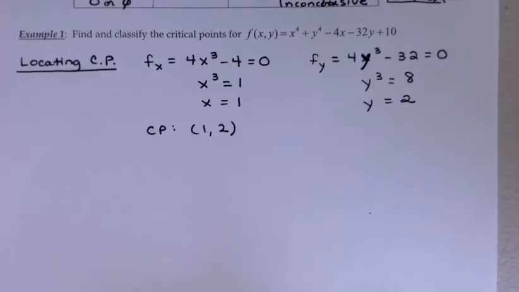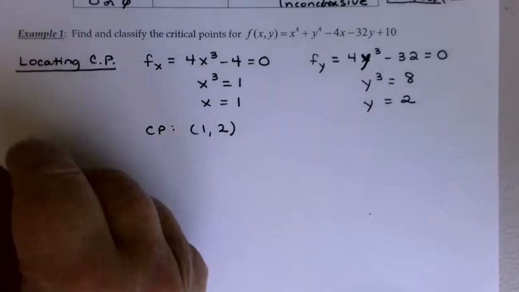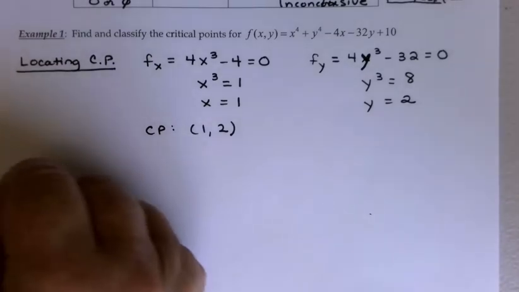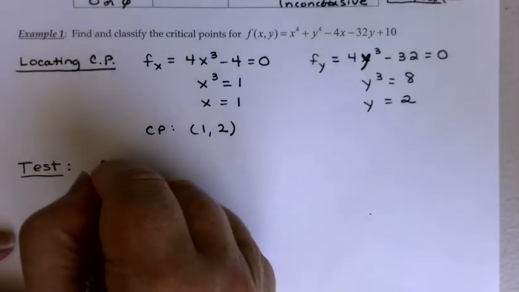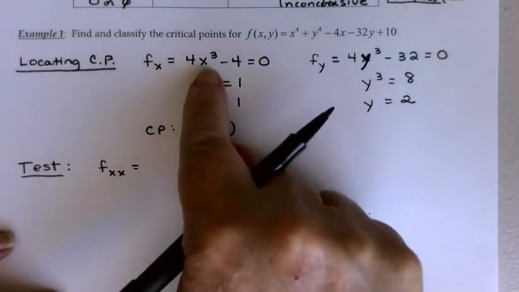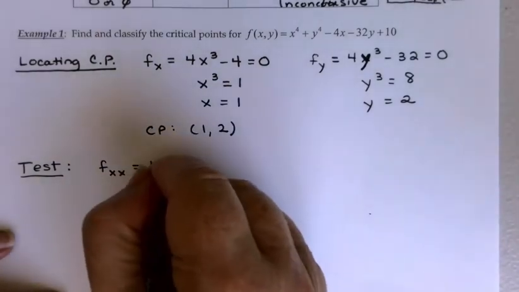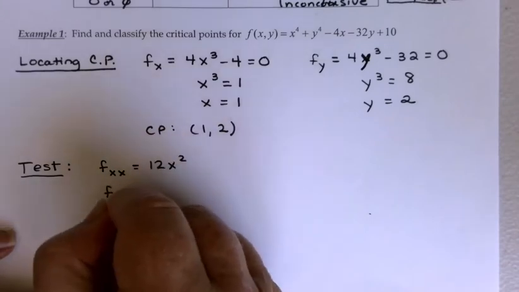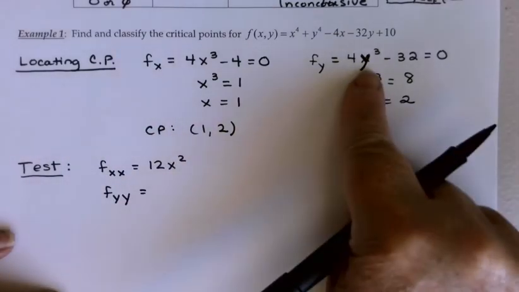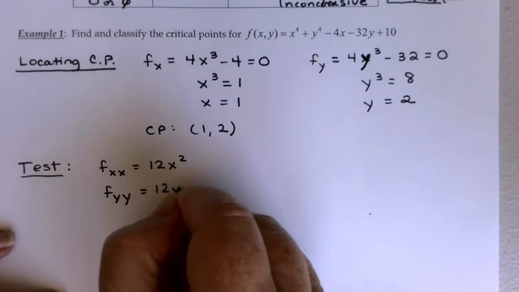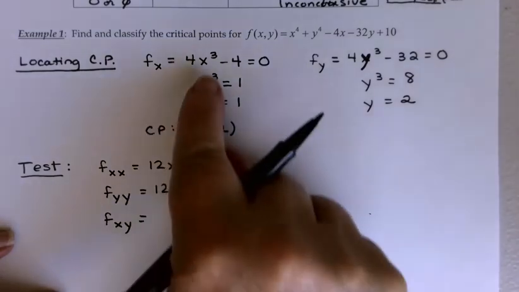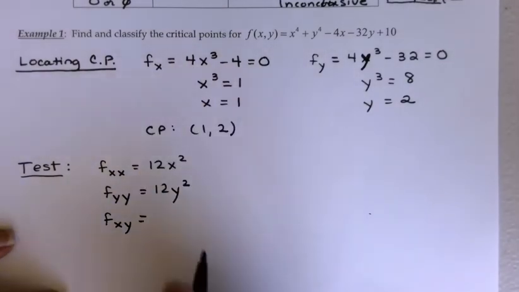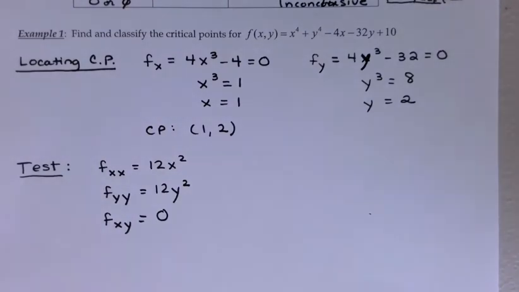We're now going to test this critical point to decide whether it's a maximum, a minimum, or a saddle point. And in order to do that, I am going to need all of the second derivatives. So let's see, f sub xx would be 12x squared. f sub yy would be 12y squared. And then the mixed partial, f sub xy, in this case it would be 0, right? There are no y's here, so when I differentiate with respect to y, treat it as a constant, and I just get 0.